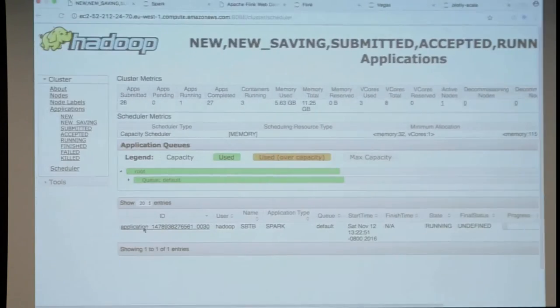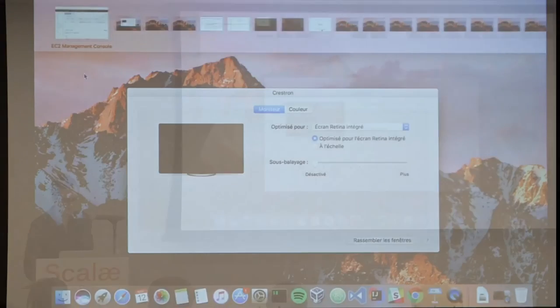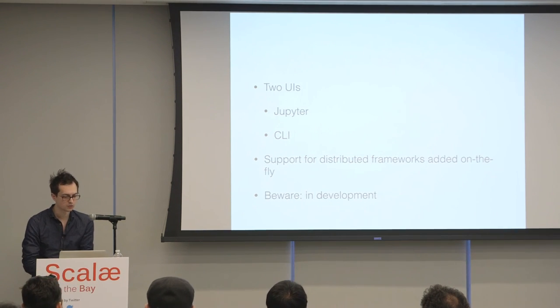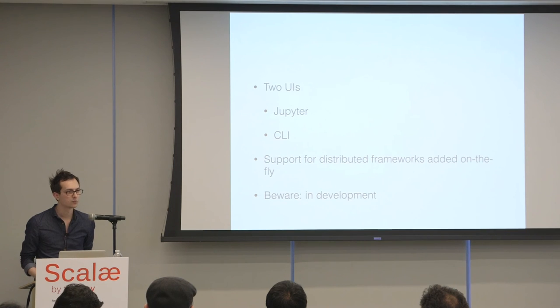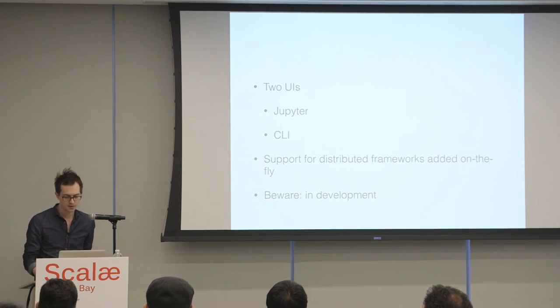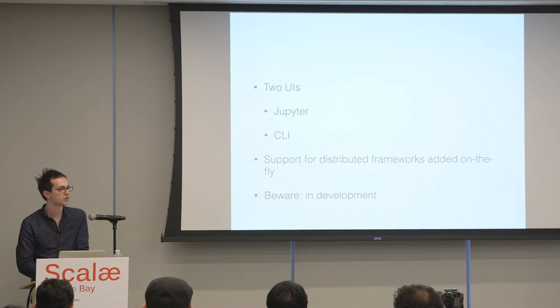Okay, while Spark is launching on the cluster, I can answer questions. Just to resume, basically, Jupyter Scala can be used through two UIs, through Jupyter and through the CLI. And support for distributed frameworks can be added on the fly, and I guess also support for other frameworks could be added, like Google Cloud Platform, Scalding. I haven't tried, but I guess it could be done. And beware, it's a bit in development. It's already seriously used at my company, and it's open to contributions. That's it. If you have questions.